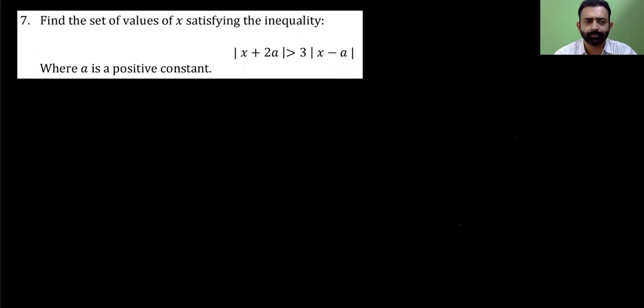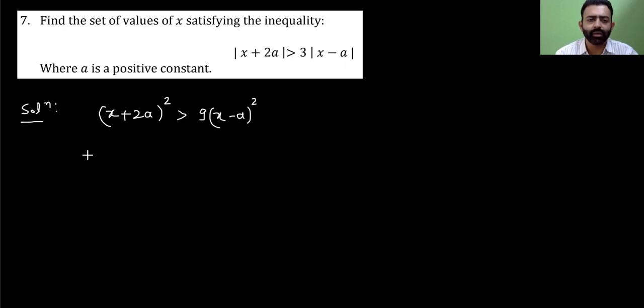Next is: find the set of values of x satisfying the inequality where a is a positive constant. Again, this is a modulus inequality, so I think there should not be any problem in this. Let us square this. I'm writing directly that (x plus 2a) whole square is equal to or greater than (9x minus a) whole square. Right?